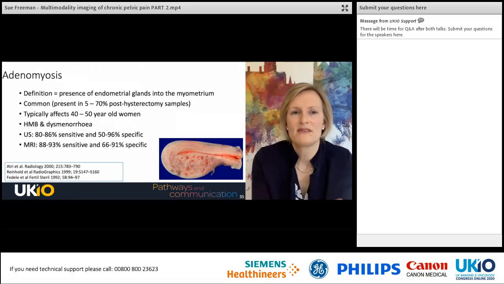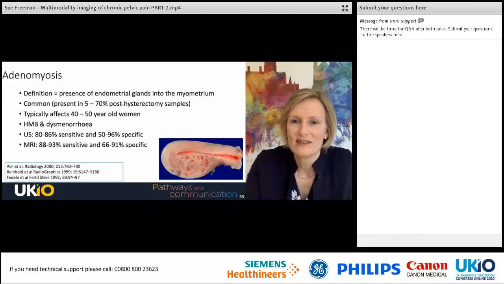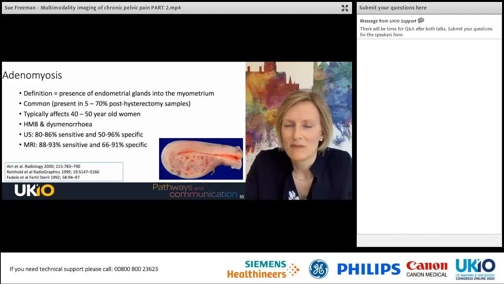So adenomyosis is, as we've said, the presence of endometrial glands within the myometrium. It is very common, and different studies of post-hysterectomy samples have identified adenomyosis in up to 70% of cases. Typically, the age range is 40 to 50 years, but it can be seen earlier than that, particularly on MRI.